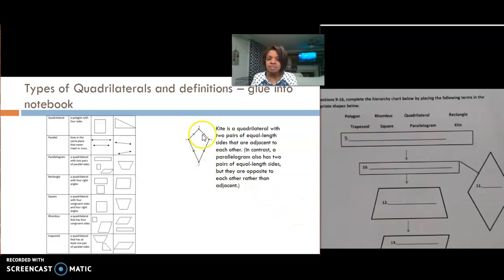All right, and then our last figure is this kite here. A kite is a quadrilateral with 2 pairs of equal sides that are adjacent, meaning they are right next to each other, not parallel. It does not have 2 pairs of equal sides that are opposite to each other rather than adjacent. This one is not the same length as this one, so these are opposite, but these 2 are congruent and adjacent, meaning that they are connected or right next to each other. So that's what makes a kite a kite.